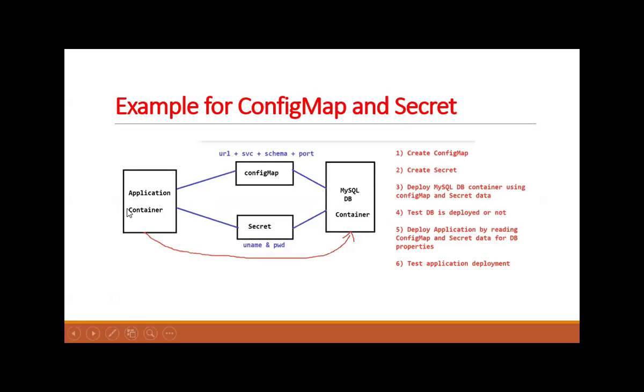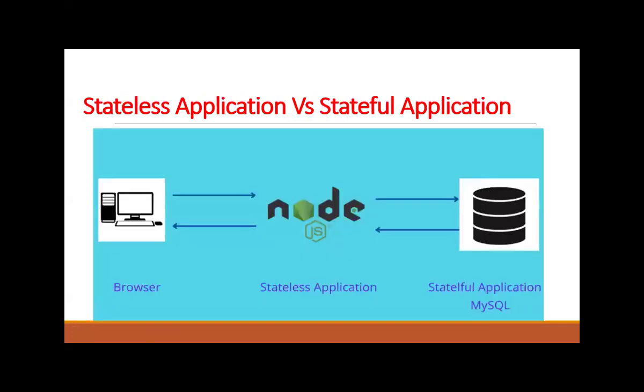For example, this is our application container and this is the MySQL database container. The URL, service, schema and port come from the config map, and the username and password come from the secret. Create a config map, create a secret, and deploy the MySQL DB container using the config map and secret data. Then test whether the data is deployed or not.